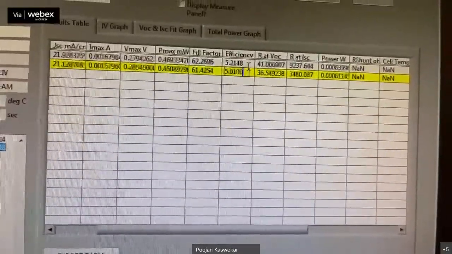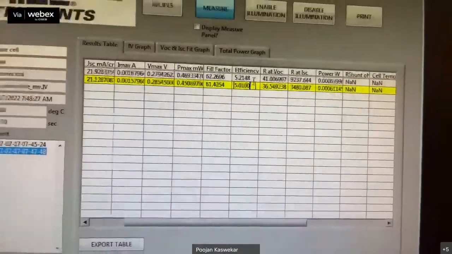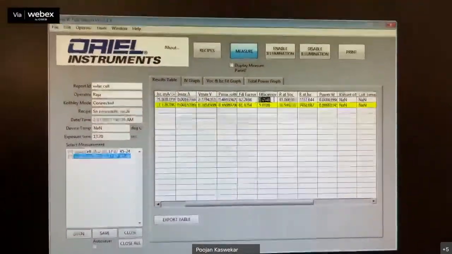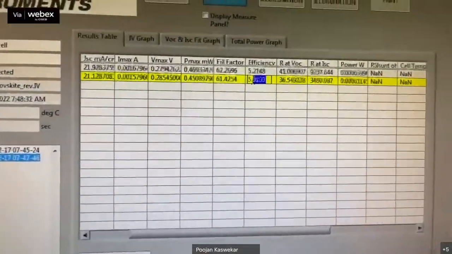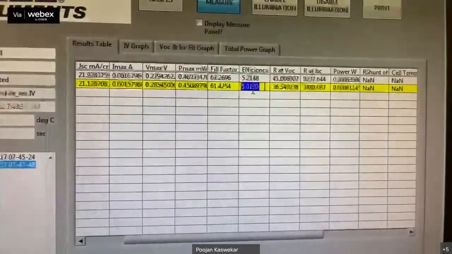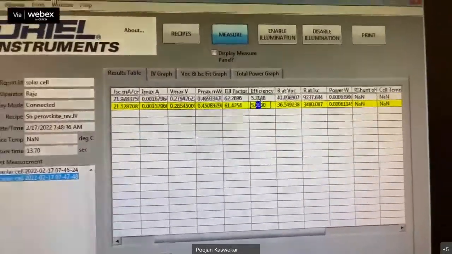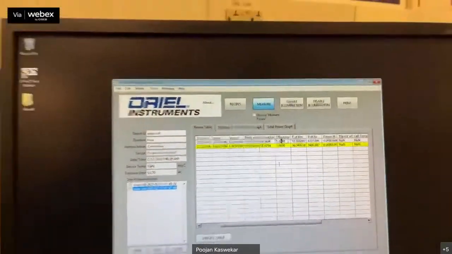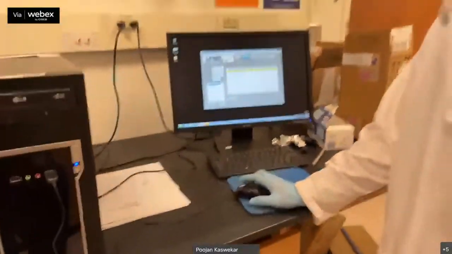So there is a term called hysteresis. The difference between the forward and reverse is called your hysteresis. The hysteresis is 0.21%. So 5.01 and 5.21. There is a 0.20 hysteresis between my forward and reverse.